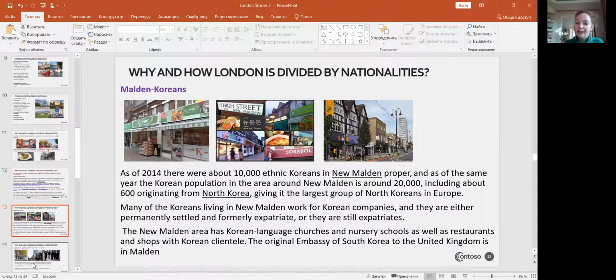Many of the Koreans living in New Malden work for Korean companies, and they are either permanently settled and formerly expatriates, or they are still expatriates. The New Malden area has Korean language churches and nursery schools, as well as restaurants and shops with Korean clientele. The original embassy of South Korea to the United Kingdom is in Malden.